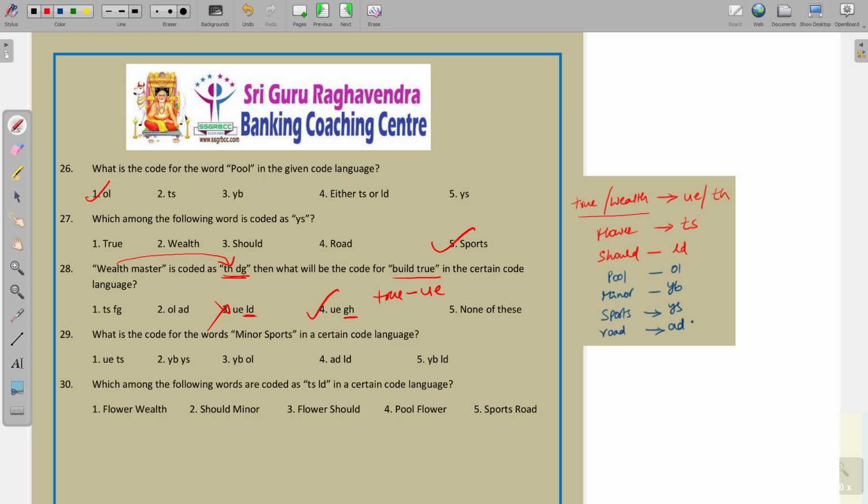What is the code for minor sports? So minor is coded as YB and sports is coded as YS. YB and YS. Which among the following words are coded as TS and LD? So TS is coded as flower, and LD is coded as should. So flower should is the answer.